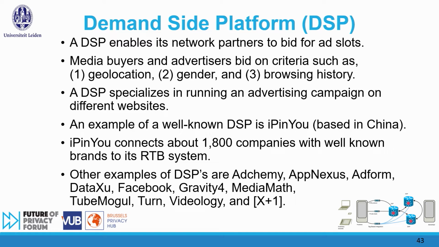The demand-side platform enables its network partners to bid for the ad slots, which is the other side, which is where the advertisers are. In order to make sure we have a valuable ad, there's a lot of metadata that can be added into the transaction. Typically there's geolocation, gender, browsing history, but also things like buying intent. I'll show you an example of a real-time bidding request a little bit further on.